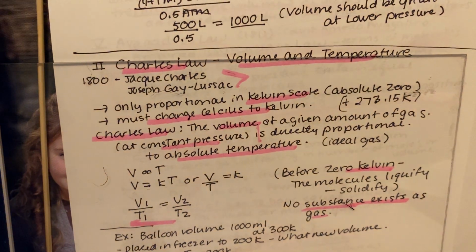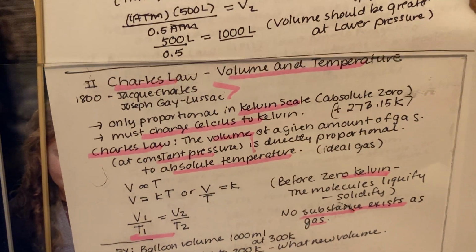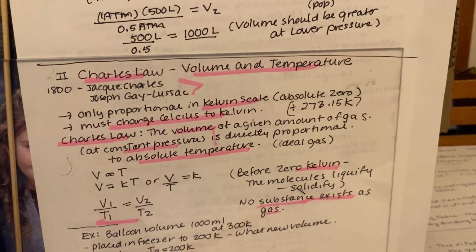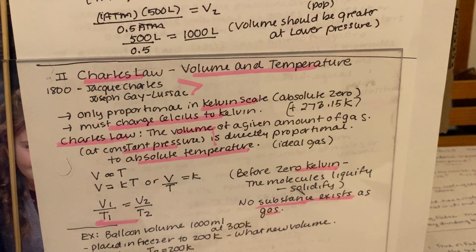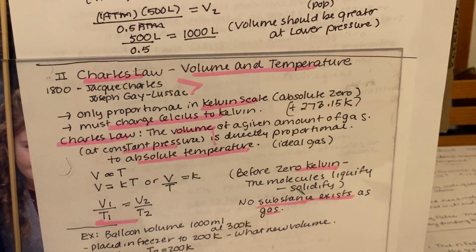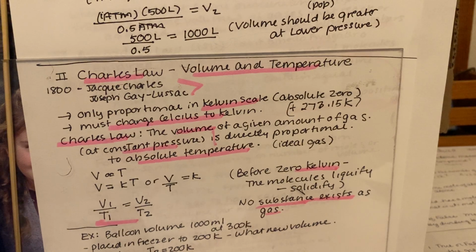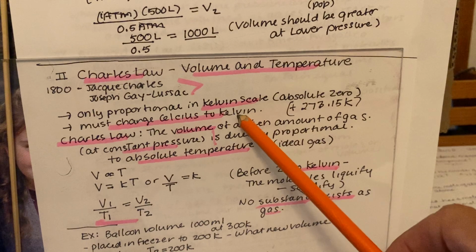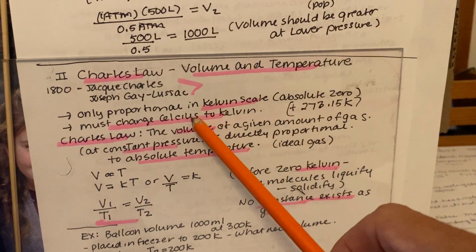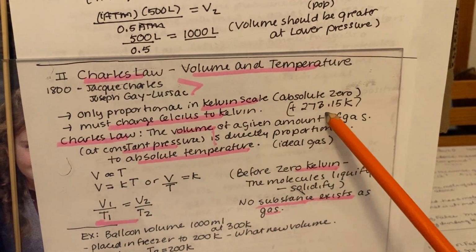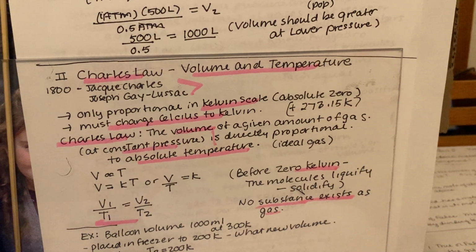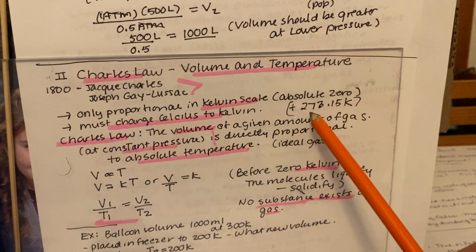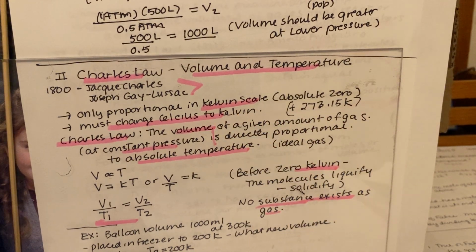This is Charles' law. In Charles' law, the volume and temperature are directly related. As one goes up, the other one goes up. They're only proportional if they're in the Kelvin scale, which is the absolute scale. So you have to change Celsius to Kelvin, which really all you have to do is add 273.15 to any Celsius degree. Most of the time, with ease, they'll just round that to 273. So you're going to add 273 to the Celsius.